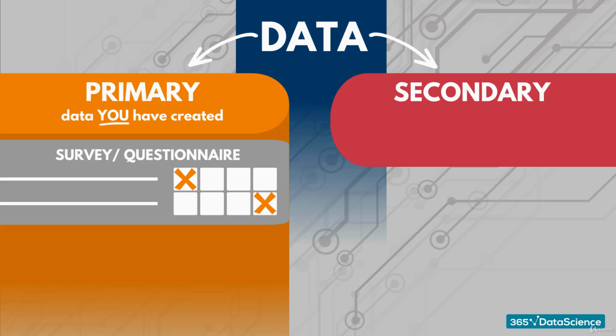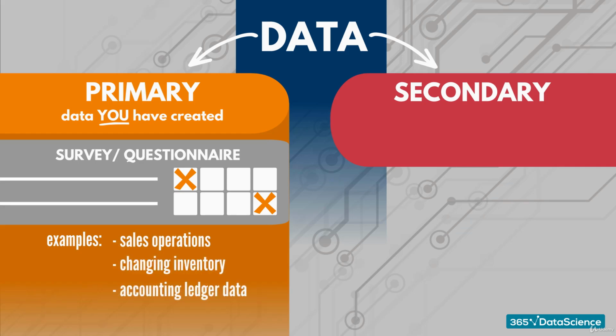In a business context, companies create data all the time. Strong numeric information about sales operations, changing inventory, and filling out the accounting ledger are all instances of primary data. It is information that did not exist in any form prior to this moment. So, when you are thinking about business intelligence, often the data is primary in-house data.